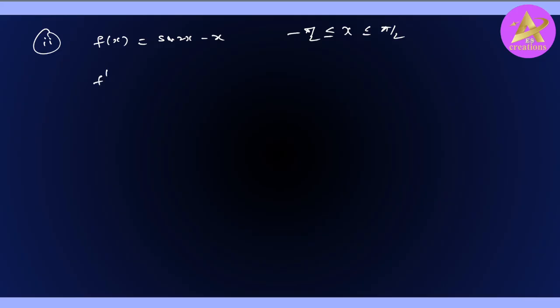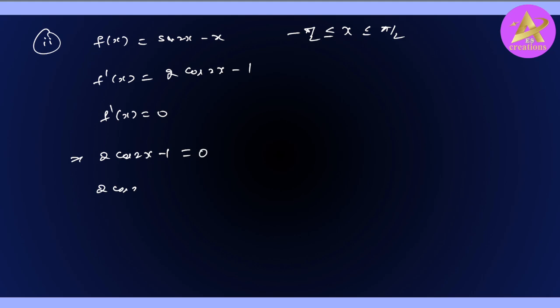First step is we have to find the derivative of this function. Differentiation of sin 2x is 2 cos 2x, minus 1. Next, equate to 0. We get 2 cos 2x minus 1 equal to 0, then 2 cos 2x equal to 1, and cos 2x equal to 1 by 2. This is clear, right?